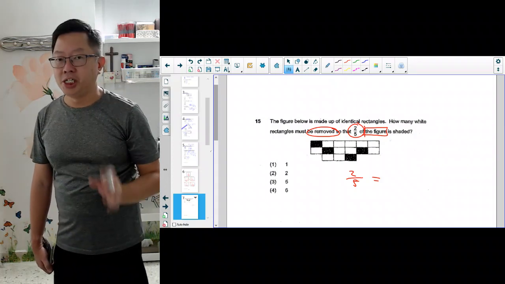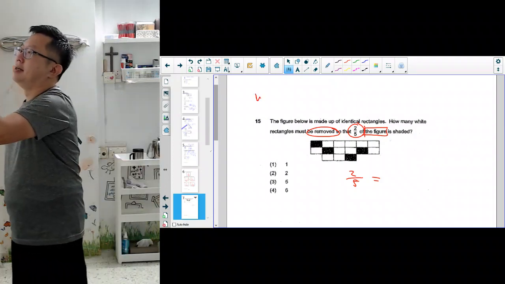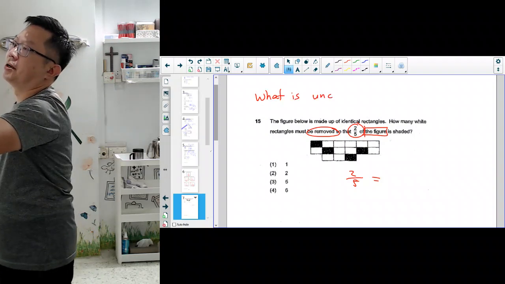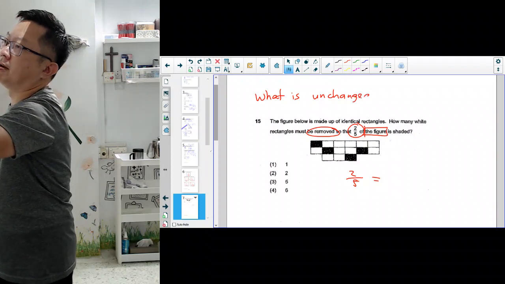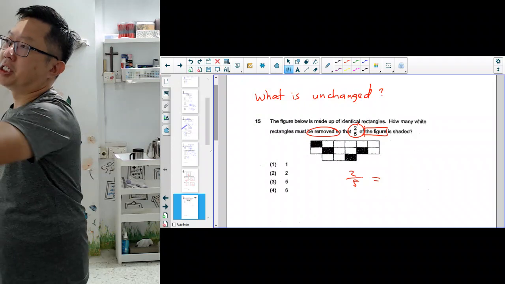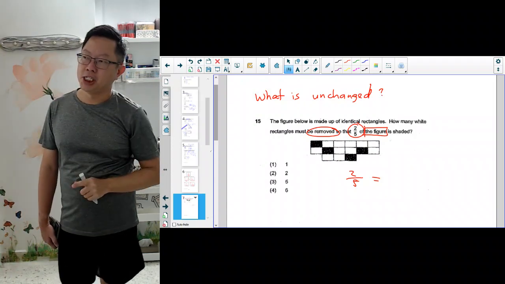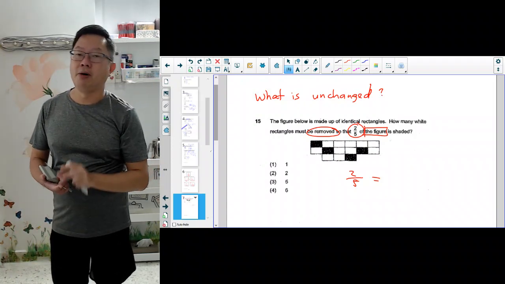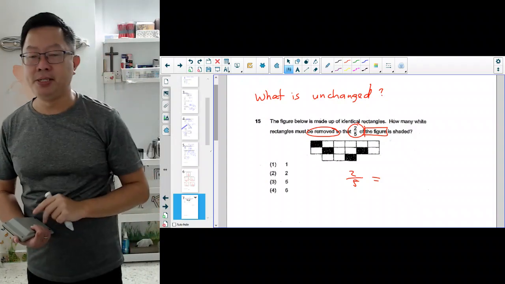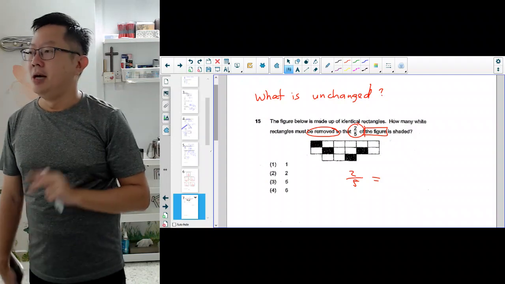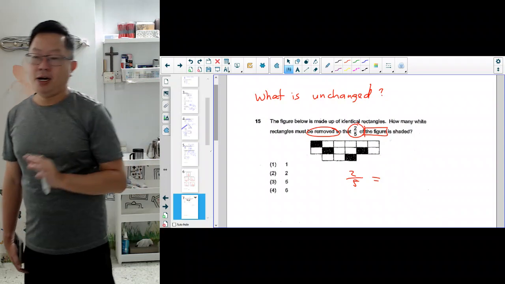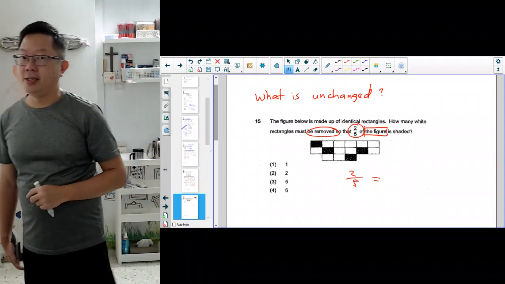So what is unchanged? There's an important lesson here. Whatever question you are doing, whether it's a before and after or not, you will always need to think about what is unchanged, what is the same. In this question, you take out the white rectangles, but what is still the same? The shaded rectangles are still the same, which means you still have 4 shaded rectangles. And you want 2/5 of the figure to be shaded. So which means that out of 5 rectangles, there are 2 rectangles that are shaded.